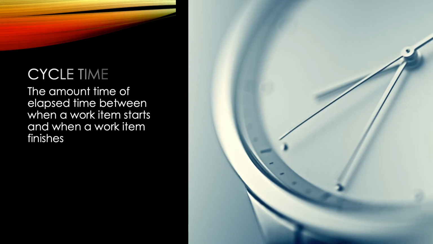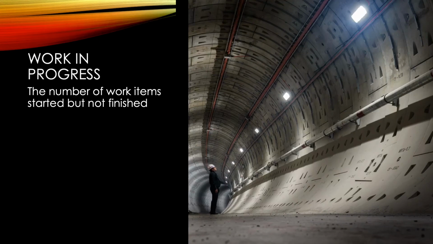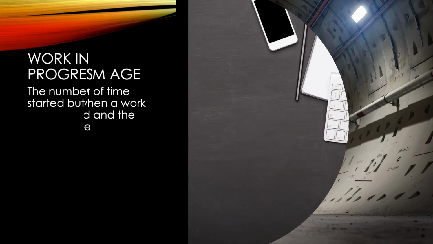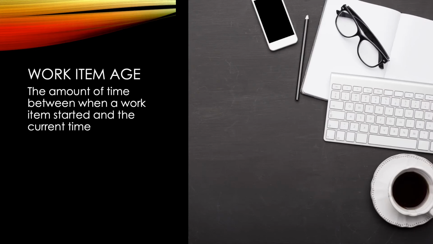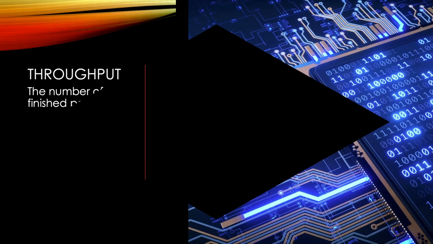Cycle time is the amount of time elapsed between when a work item starts and when a work item finishes. Work in progress is the number of work items started but not finished. Work item age is the amount of time between when a work item started and the current time. And throughput is the number of work items finished per unit time.